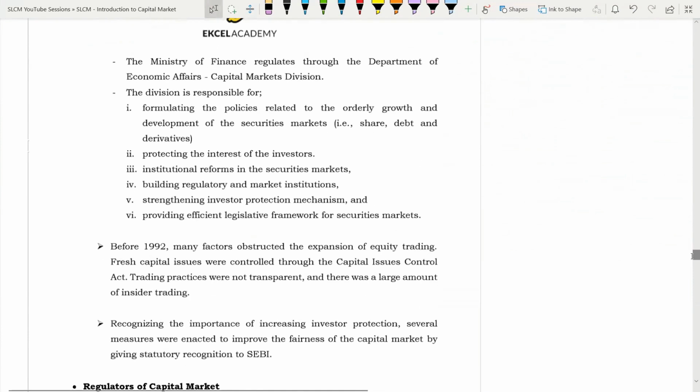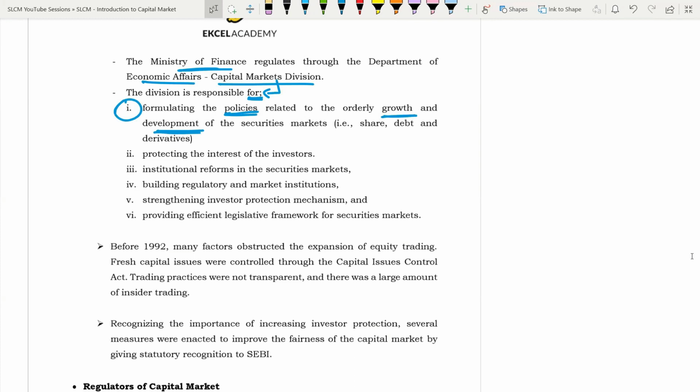This Ministry of Finance has a separate department known as the Department of Economic Affairs and Capital Market Division, whereby they will regulate the securities market or capital market at large. This division, that is the capital market division, is responsible for, first and foremost, making policies for what? To ensure that there is growth of the market as well as development of the market. Now, why is growth and development so important?